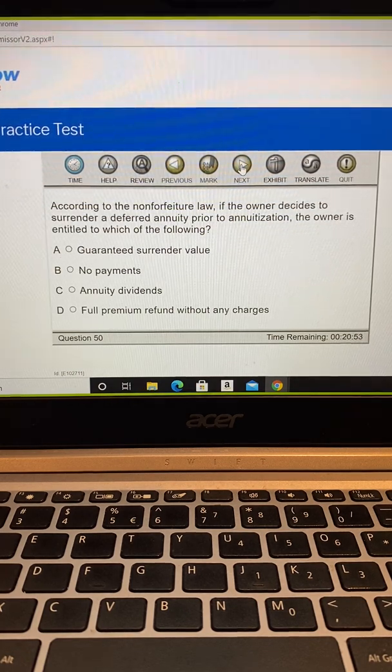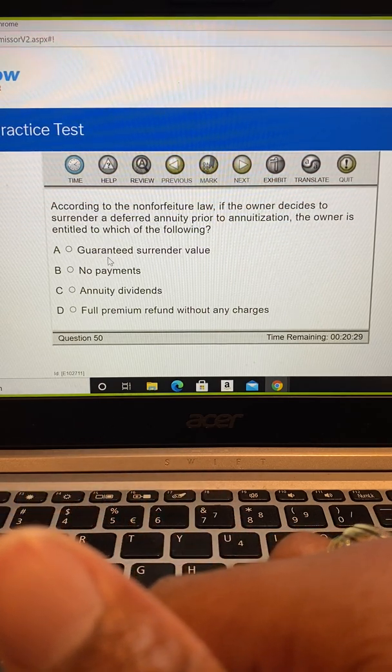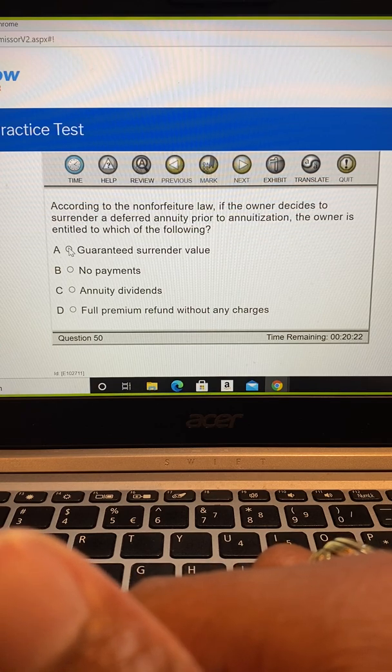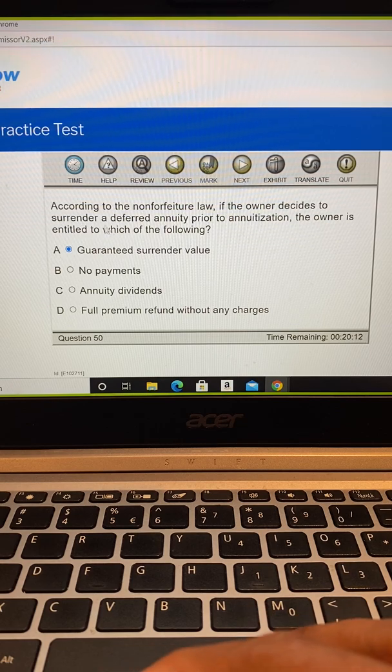According to the non-forfeiture law, if the owner decides to surrender a deferred annuity prior to annuitization, the owner is entitled to which of the following? D. No. The answer is A. Because it's just worded funny, right? Guaranteed surrender value means they would have to pay a surrender fee, right? Right, exactly. And you see, they got the same word. It said decide to surrender, guaranteed surrender. If you surrender that annuity, all you're going to get is the surrender value.